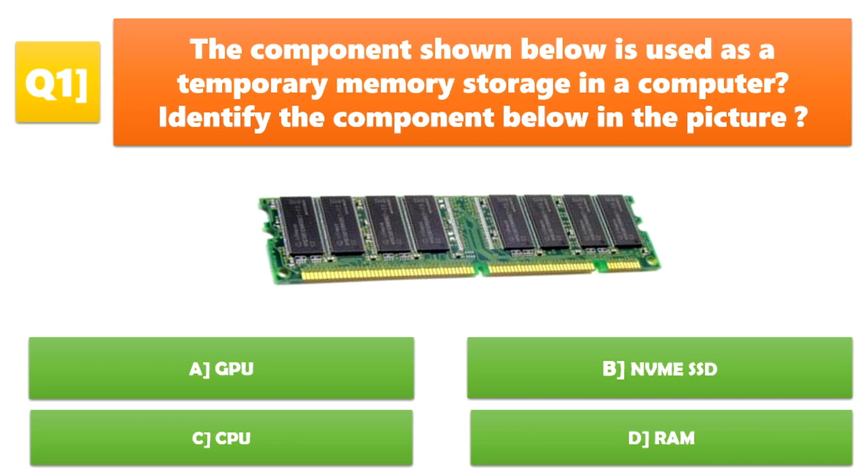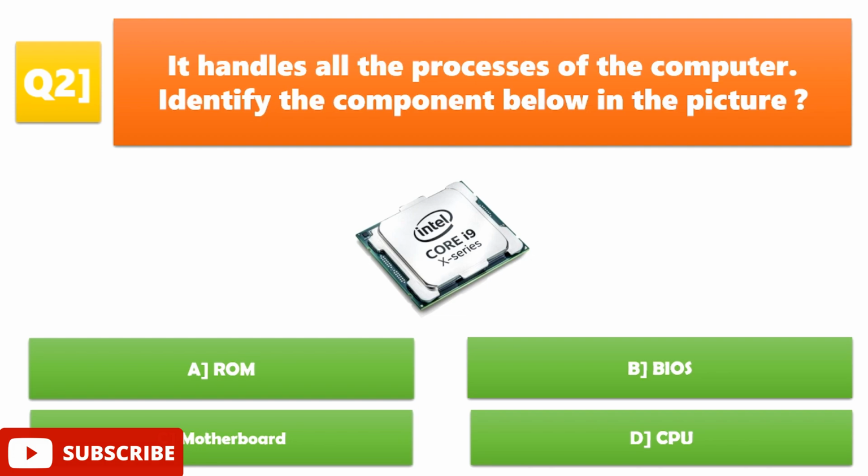The component shown below is used as a temporary memory storage in a computer. Identify the component below in the picture. A. GPU, B. NVMe SSD, C. CPU, D. RAM. Answer D. RAM is the correct answer.